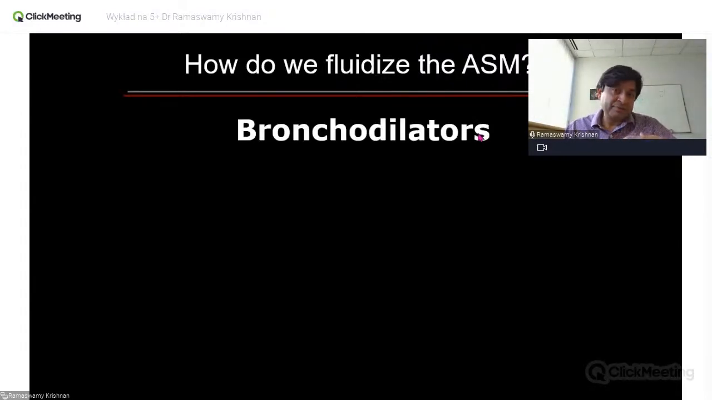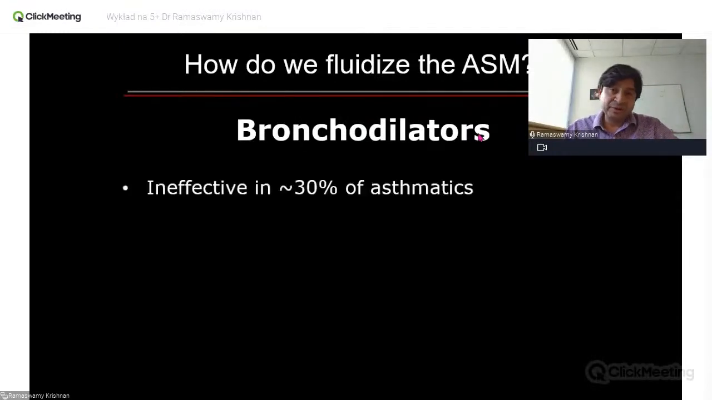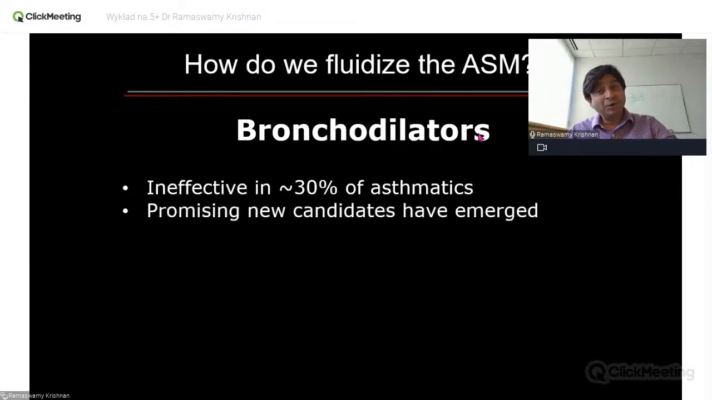Fortunately, we have a class of medications called bronchodilators. Unfortunately, the current medications do not reach up to 30% of people with asthma. That's about 30% of 300 million people worldwide, a large number of people. Fortunately, if you have followed this field, there have been a lot of promising new candidates in the last 15 years or so with potentially therapeutic value in asthma as a bronchodilator.